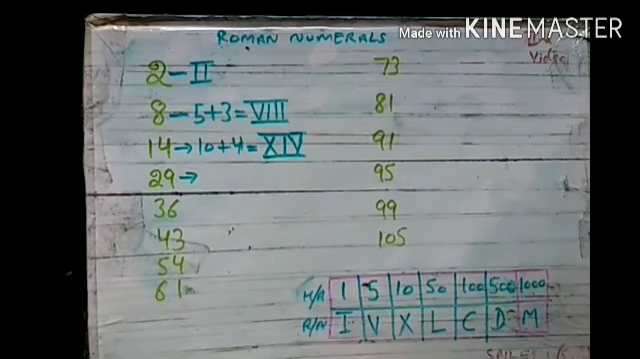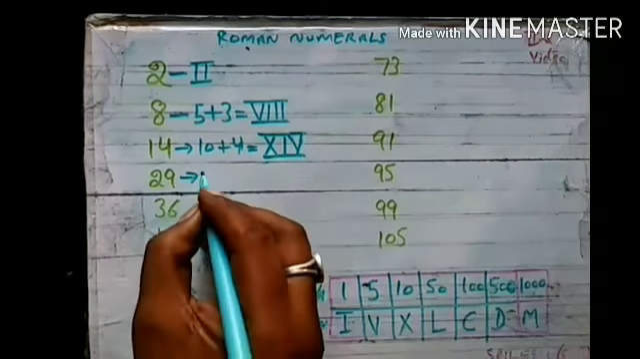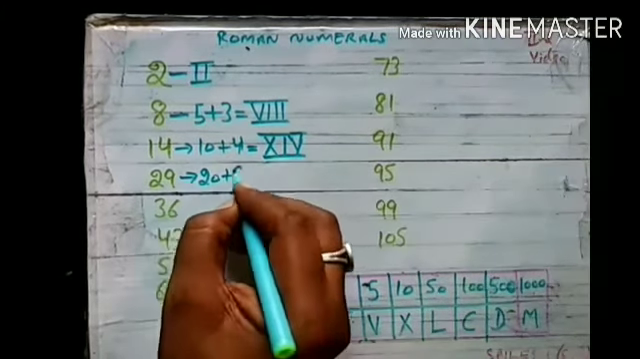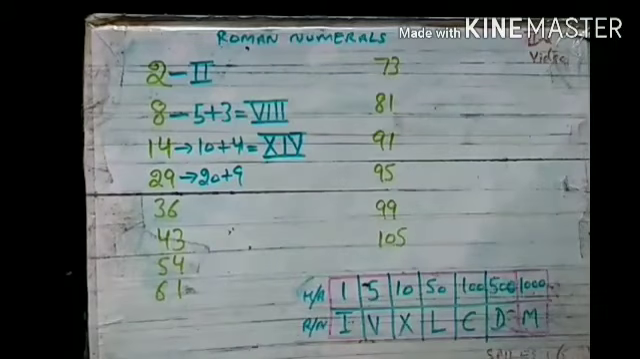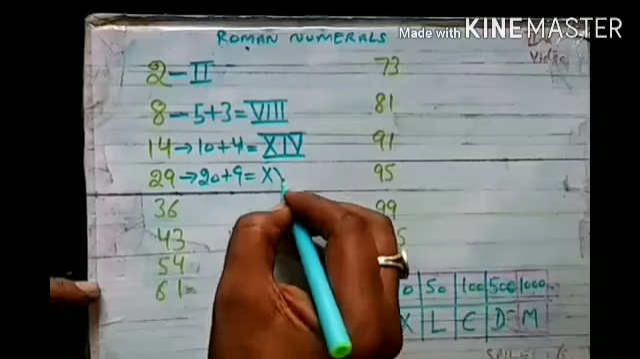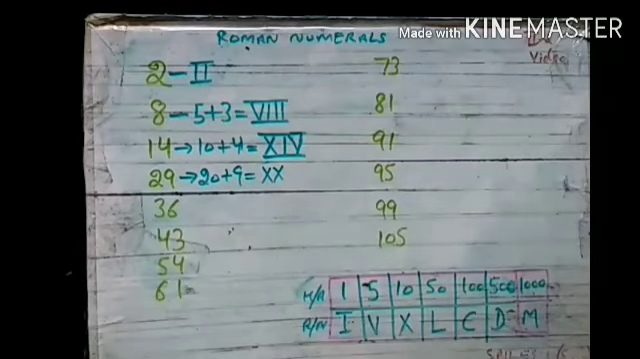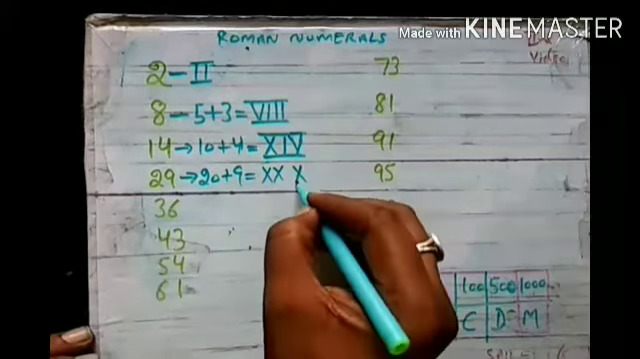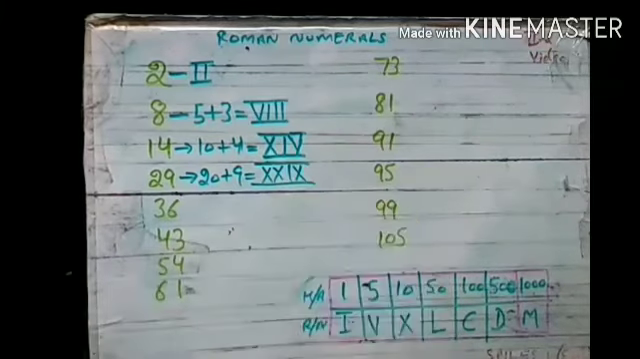And also 29, it can be thought of as 30 minus 1 or 20 plus 9. So it is better to take 20 plus 9. How can we make 20? We can write 10 two times. So the symbol for 10 is X and X. And I have to write 9. What is the symbol for 9? 1 less than X. So the symbol for 29 is this.